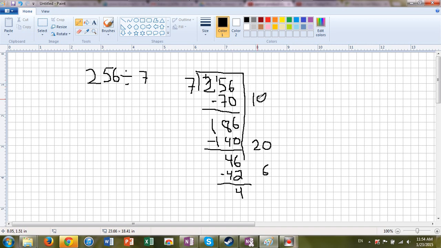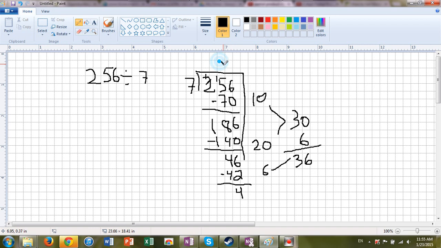Well, how many groups did I make of 7? First I multiplied 10 times 7. I made 10 groups, and I had 70 total, and I took those away. Then I made 20 more groups because that was 140 total. So 10 plus 20 is 30. And then I was able to make 6 more groups because 6 times 7 is 42. So I made a total of 30 and 6, which is 36 groups with 4 left over.